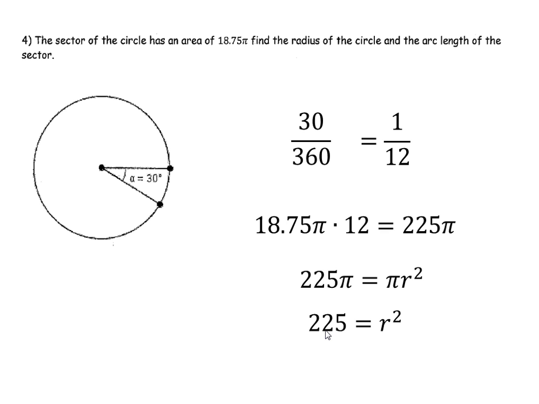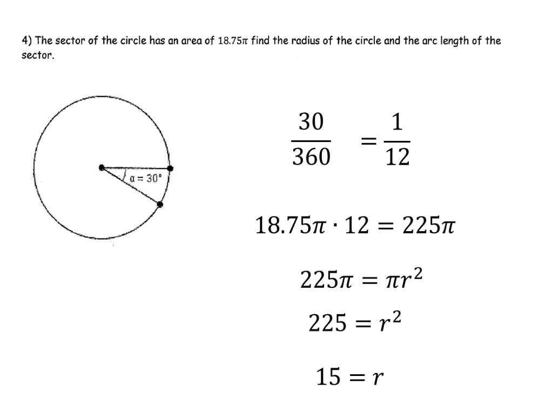Now I'm in a position to find r. I don't want to know what r squared is. I want to know what r is, so I'm going to take the square root of both sides and find that 15 is equal to r. Therefore, 15 is the radius. So the radius of this circle is 15.